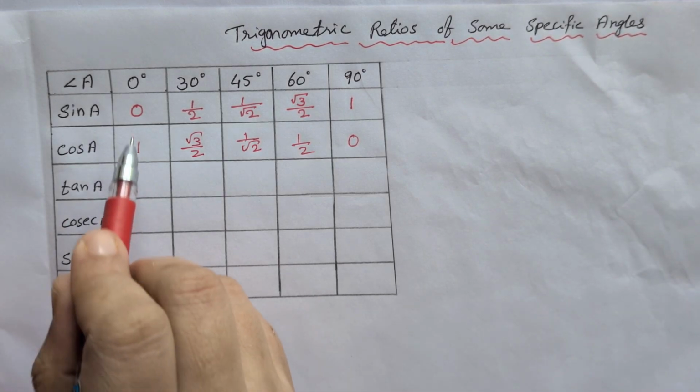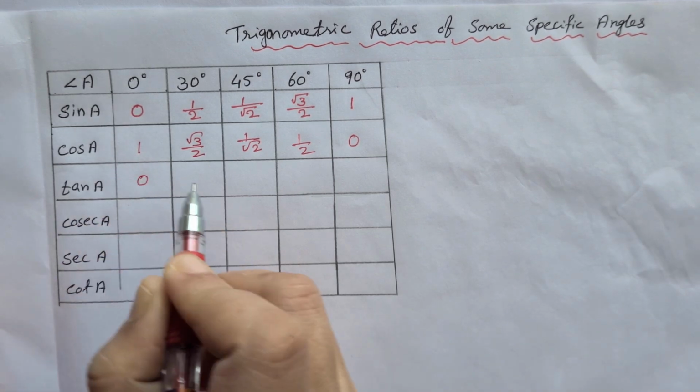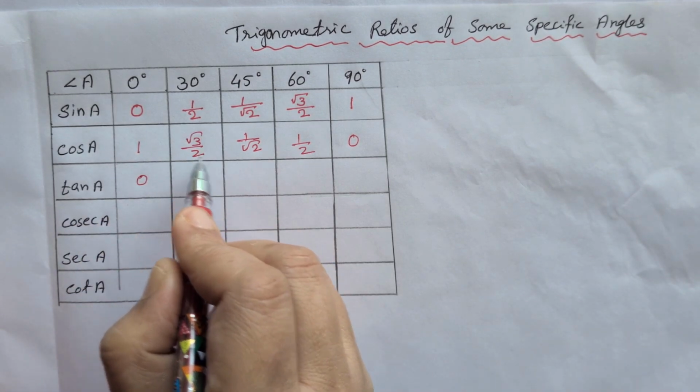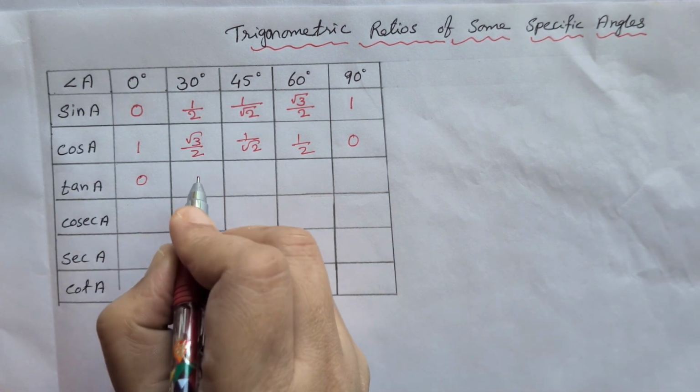So we can write 0 by 1, that is 0 by any number, 0. Then 1 by 2 by root 3 by 2, the 2 denominator we can cancel. Then we will get 1 by root 3.